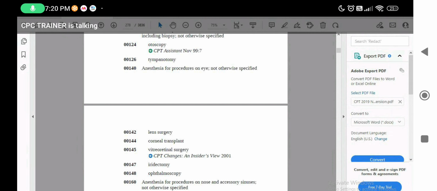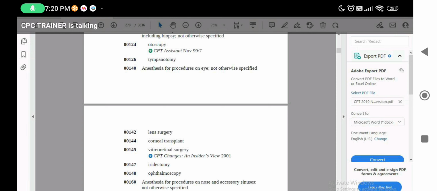Next one, Mayuri, can you please try how to read 00147? Anesthesia for procedures on eye, iridectomy. Right? While coding, which code alone are you using? 00147 only.